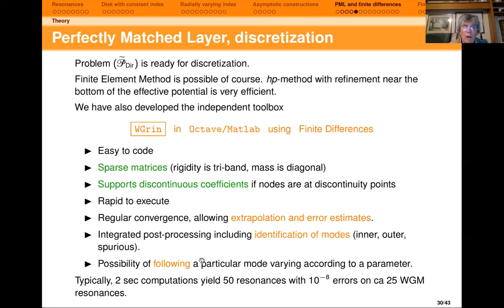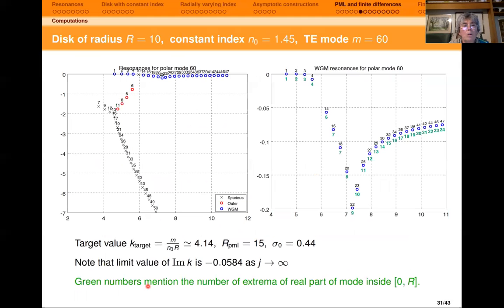It is also possible to follow some parametric study. By computing 2 seconds, you may have 50 resonances with 10 to the minus 8 relative error, computing 25 whispering gallery modes. This is a typical thing. So let us go now to some numeric examples.